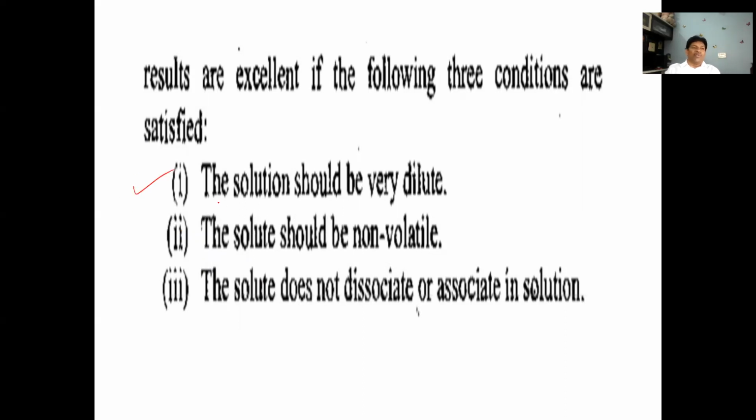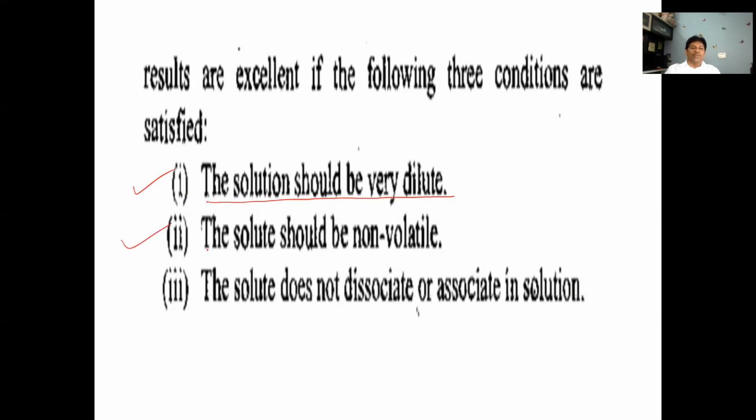The first condition is that the solution should be very dilute. The solution must be very dilute, then only it will be applicable, meaning we can determine the gram molecular weight of the solute. Because very dilute solutions behave nearly like ideal solutions, that's why the solution should be very dilute in nature.